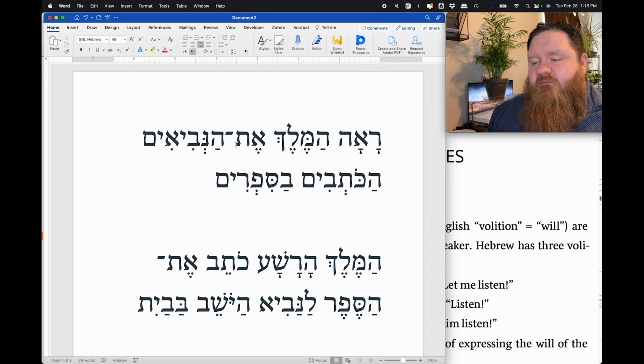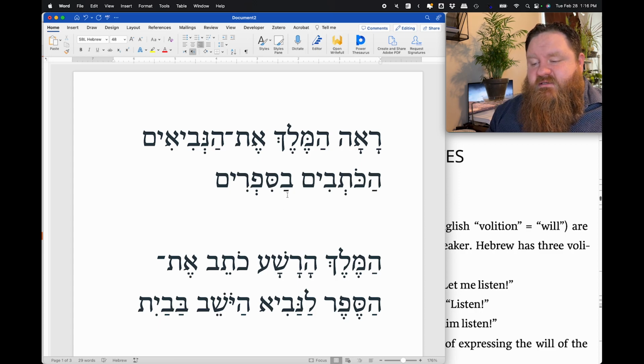So what kind of prophets did the king see? The king saw the writing prophets, but that's not the end. We've got the writing prophets in the, and this should have a dagesh here. We would have a bet preposition on top of the definite article, which is attached to sifrim. So bet is going to be in, then we have the definite article. Sifrim is the plural form of sefer, which is scrolls.